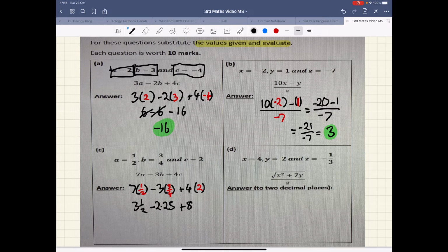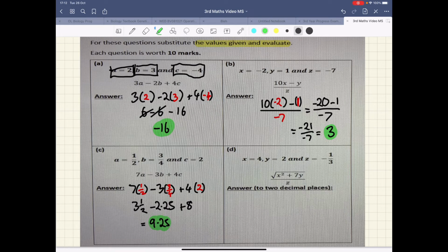Just going to use my calculator for this one now as well. So we have 3.5 minus 2.25 plus 8. Trying out my calculator, I get 37 over 4, which is the same as 9.25. Okay, and that's the answer to that one there.